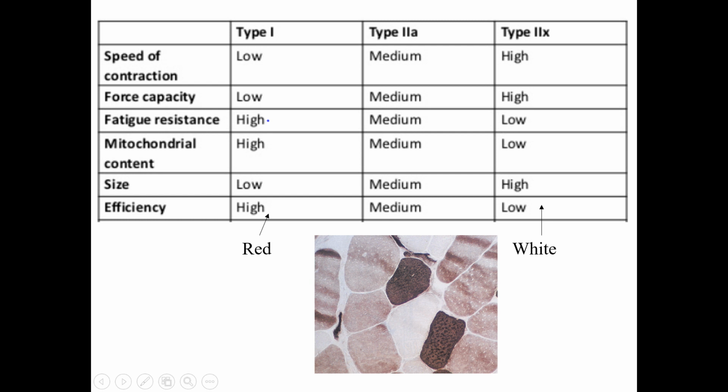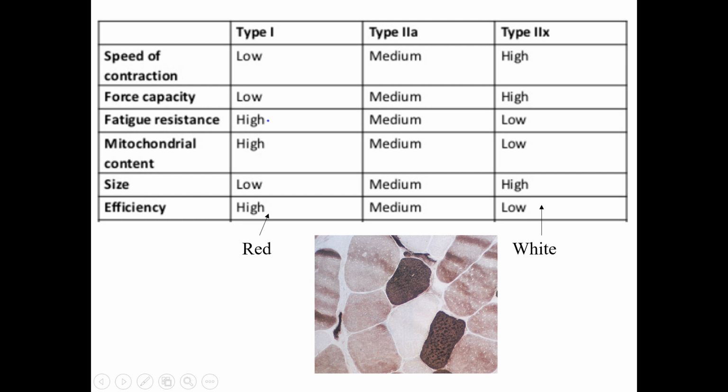Here is another table that will help you to memorize the difference. Type 1 and type 2, these two types. So red muscles, high efficient. They produce contraction for a long time. They are efficient. They are smaller in size. They have a lot of mitochondria. They are resistant to fatigue. The force is not so strong and speed of contraction is low. That's what you need to know.